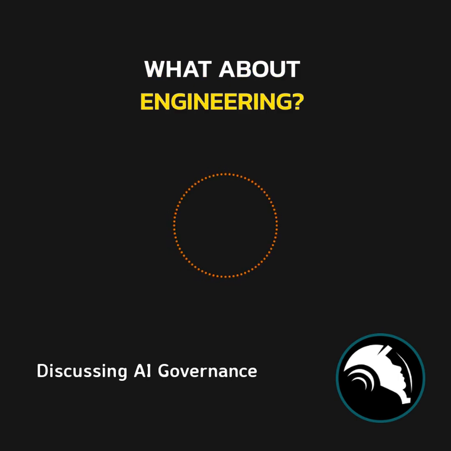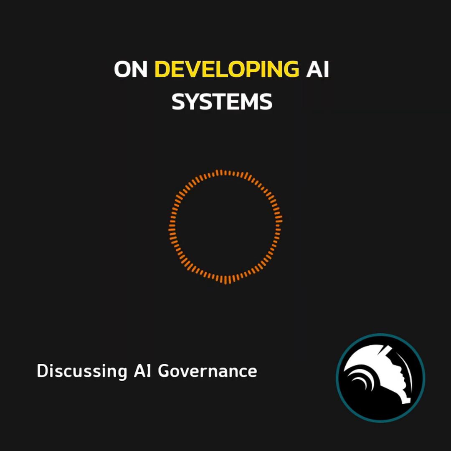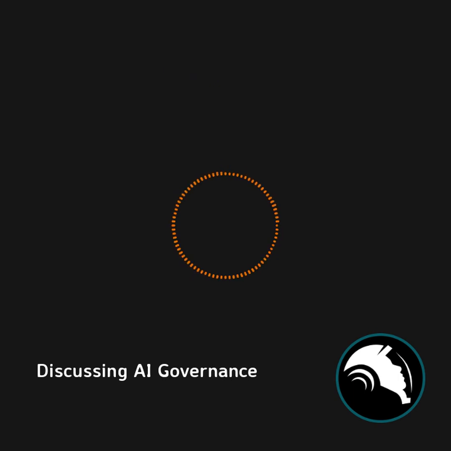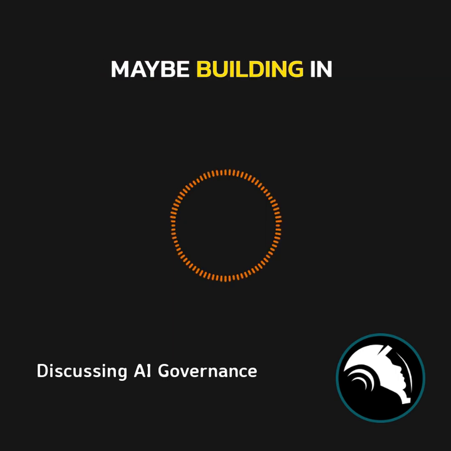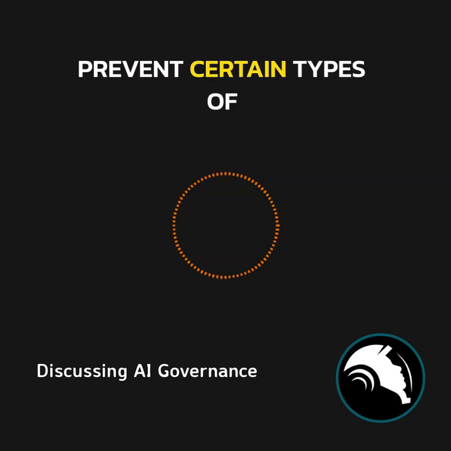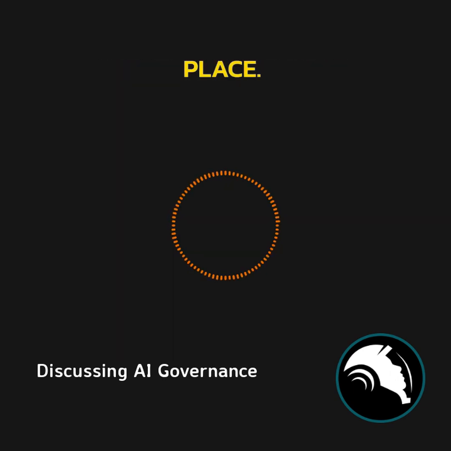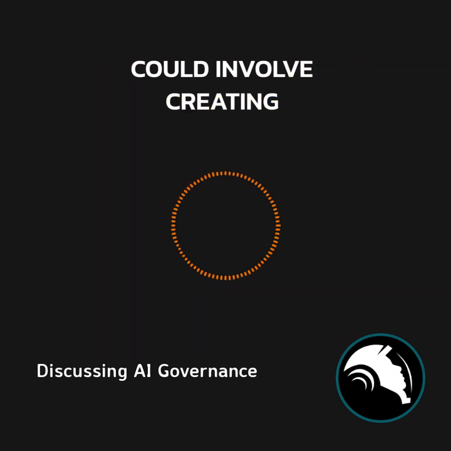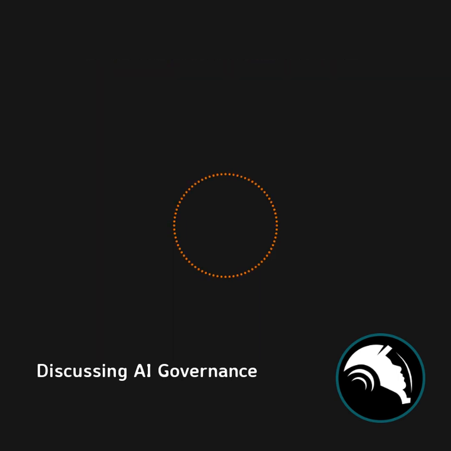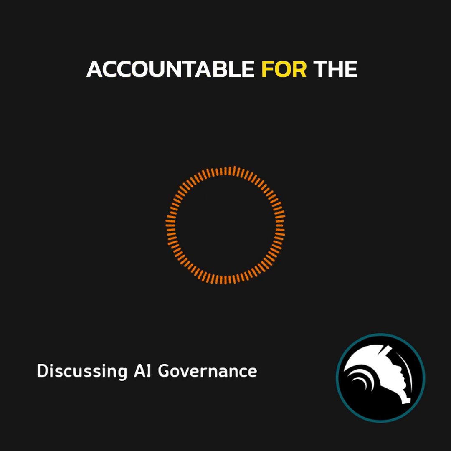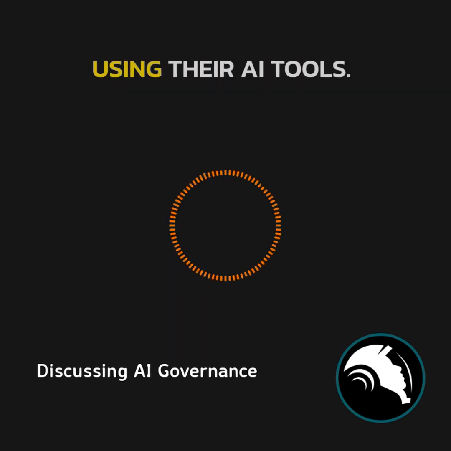What about engineering? Engineering could focus on developing AI systems that are less likely to generate this kind of harmful or offensive content, maybe building in filters or safeguards to prevent certain types of content from being created in the first place. So making sure that AI isn't just capable of creating anything, but that it's also guided by some ethical boundaries. Exactly. And then enforcement could involve creating regulations that actually prohibit the use of AI to generate certain types of content, or holding platforms accountable for the content that's created using their AI tools.